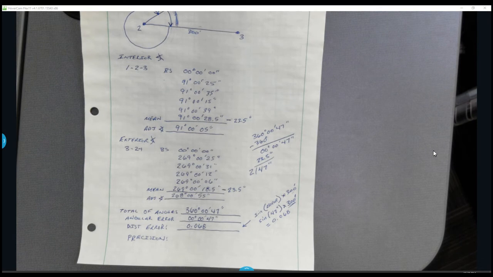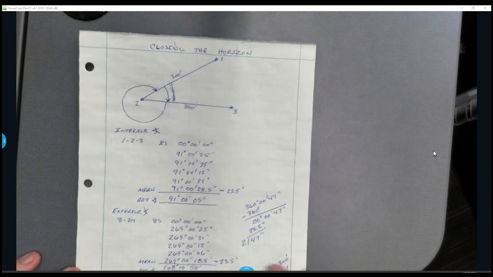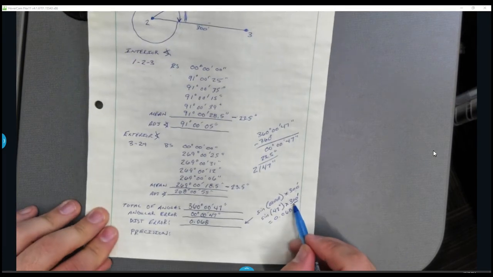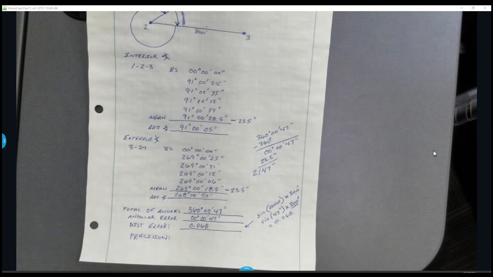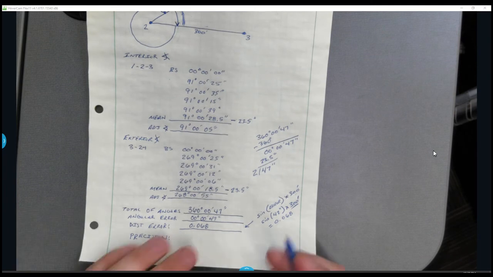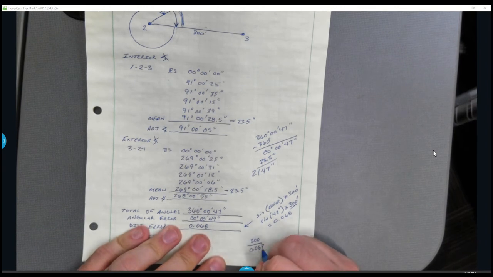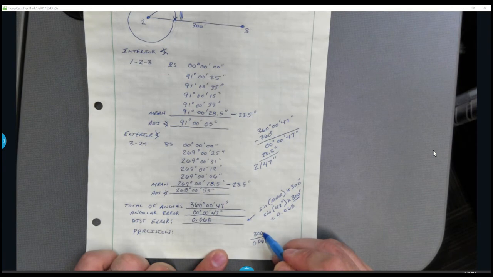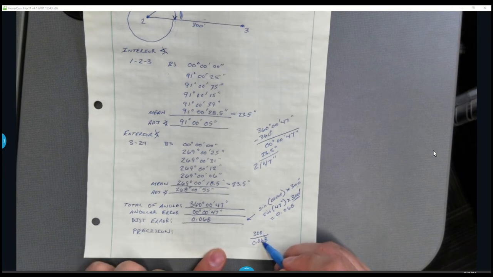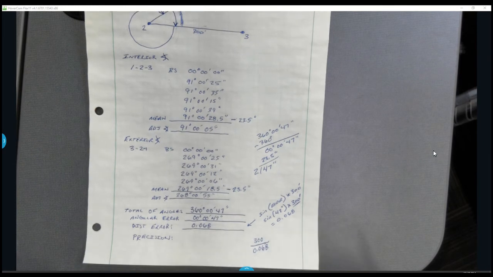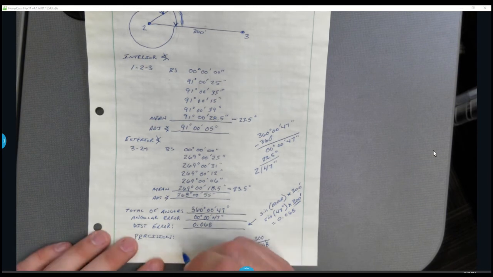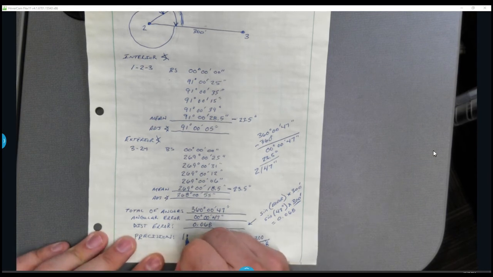Okay, so precision is figured out by total distance. In this case, it's average distance. So this 300 again we have here, that's the average distance, divided by that distance error. Okay, so we have 300 divided by 0.068. Average distance divided by distance error. And that's going to give us this larger number that will be displayed as 1 to some number.